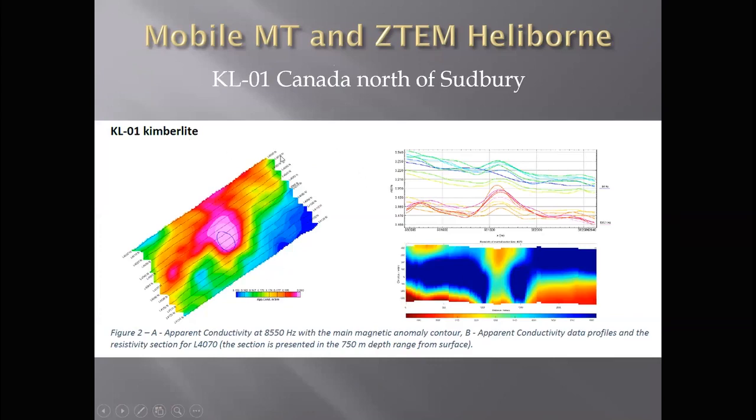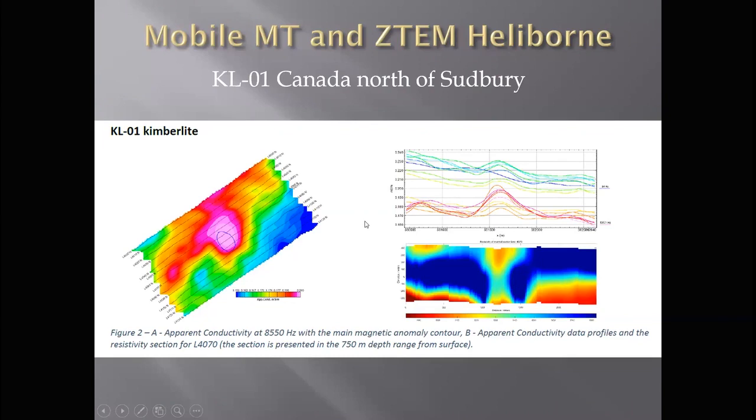This is the KL1 kimberlite north of Sudbury in Canada. This is a ZTEM survey over it. Actually, no, I think this is a mobile MT, which is, they're just slightly different systems. And not only are we imaging in plan, but we can image it in section. You can see we've got good resistive granites on both sides, and an idea that this thing is a kimberlite in section, just like we do with EM. Just remember, no transmitter required. So becoming very, very popular.